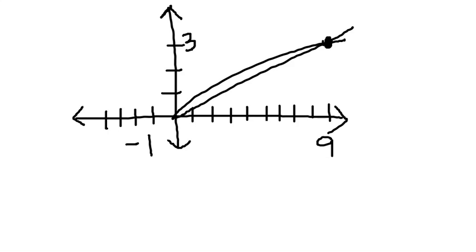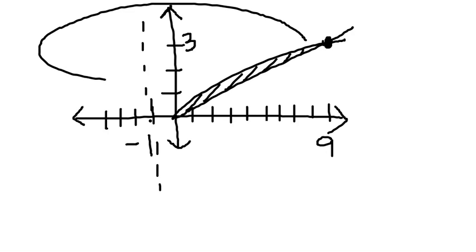So, a quick sketch of what's going on here, roughly. They want us to figure out the volume of a solid that would be formed if we take this region and revolve it around the vertical line x equals -1. We're going to be integrating along the y-axis.